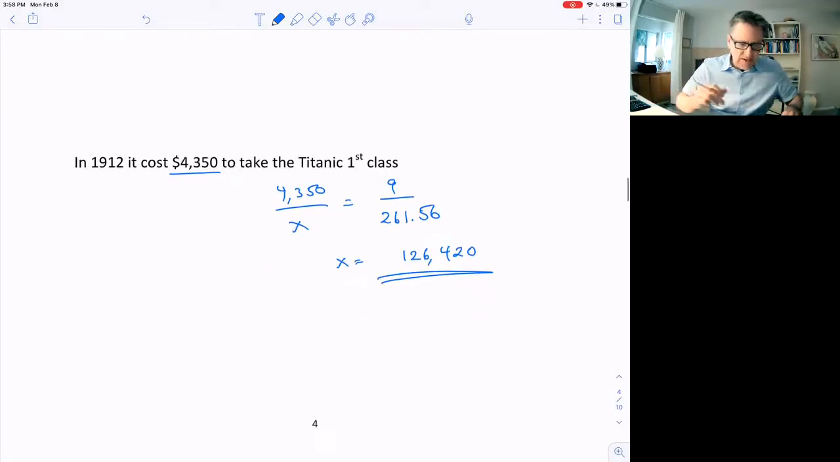The other thing that's kind of interesting to note is that if you go on a cruise today, a luxury cruise from Europe to the US one way, it doesn't cost anything near $126,000, which means that the price of cruising, it's gone up, but not nearly as much as what the CPI basket has gone up. So remember, things in the basket, they're all going up at different rates. We're looking at an average, but some things are going up more than the average in the basket, and some things are going up less than the average. In this case, the price of cruises has been going up less than the average in the basket, or less than the average of inflation every year.